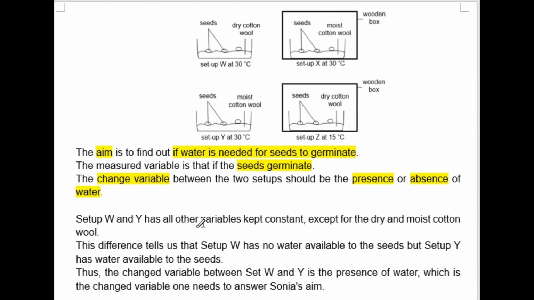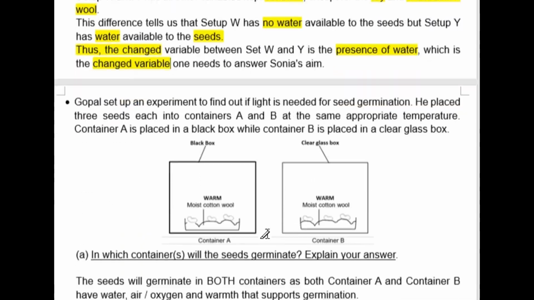Setups W and Y have all other variables kept constant, except for the dry and moist cotton wool. This difference tells us that setup W has no water available to the seeds but setup Y has water available to the seeds. Thus, the changed variable between setups W and Y is the presence of water, which is the changed variable one needs to answer Sonia's aim.